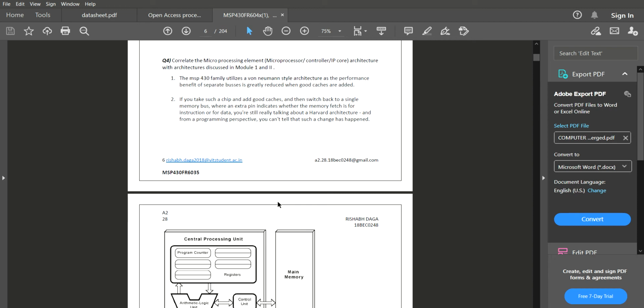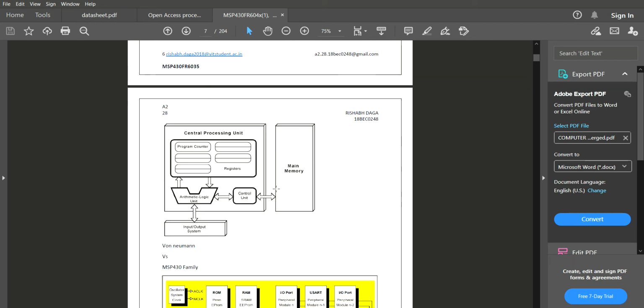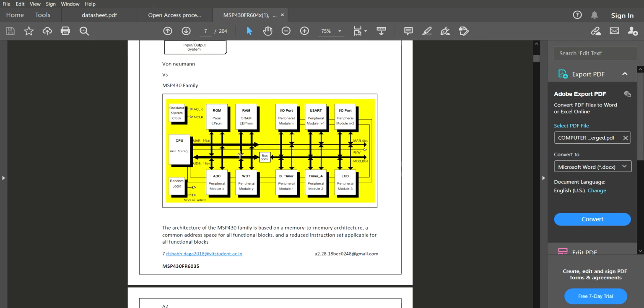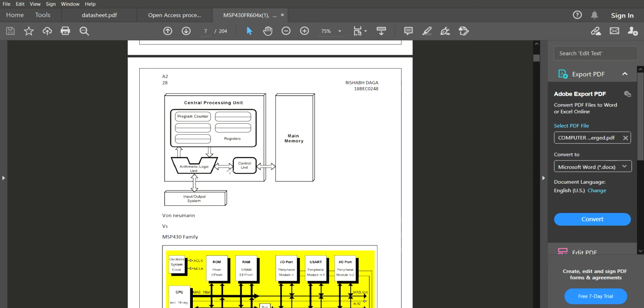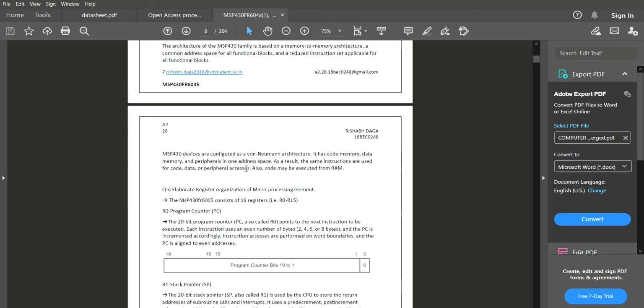So that's the thing. In today's time of computing, we never go for a solely von Neumann or Harvard architecture. We always combine them. We take the good of everything and leave the negative of everything. That is precisely what Texas Instruments has done here. It has taken the best of both von Neumann and Harvard architecture, right? So that is how I've compared. I've added block diagrams of both von Neumann and MSP 430, and so we'll move on to the next question.